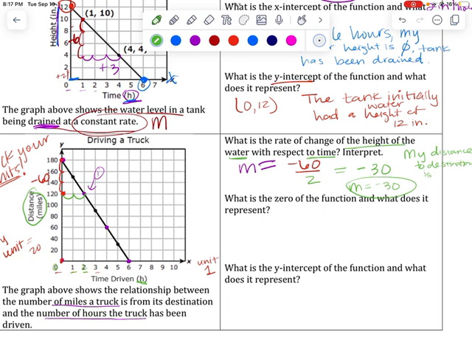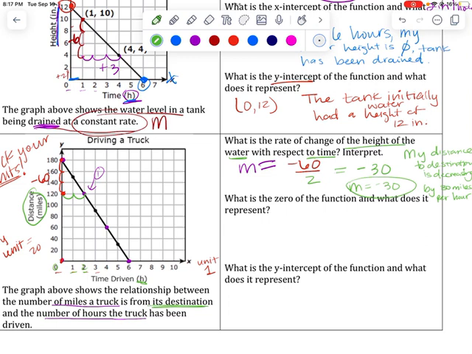is decreasing because I've got negative. I'm decreasing by 30 miles per hour. So every hour that I'm driving, I'm getting 30 miles closer and closer and closer to my destination. Miles from its destination. I'm getting closer to my destination. Okay.